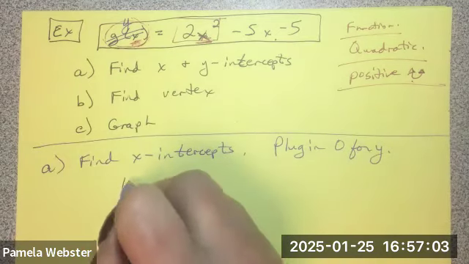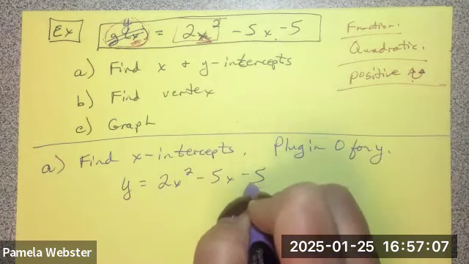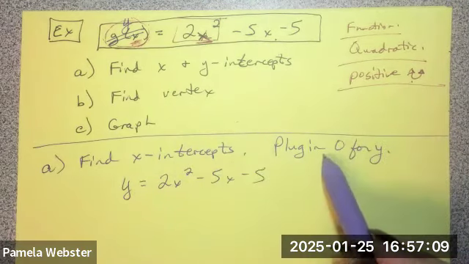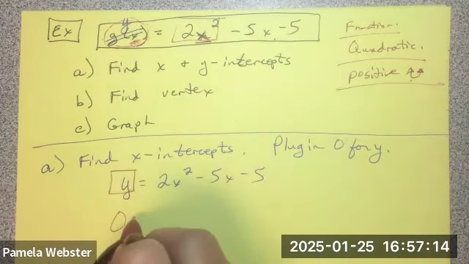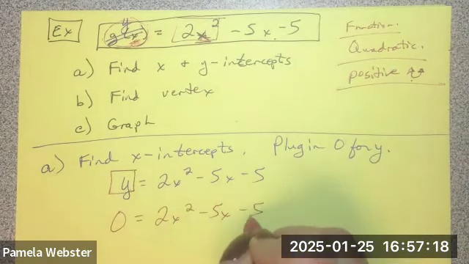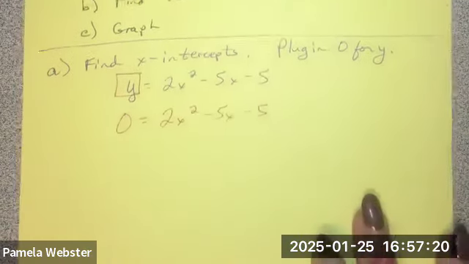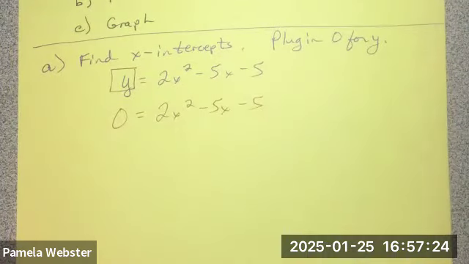Now you have y equals 2x squared minus 5x minus 5, and you're plugging in 0 for y. So here's my y guy: 0 equals 2x squared minus 5x minus 5. All right, I'll come back to the directions in a second, but I'm scooting up. Okay, now, what about this guy?